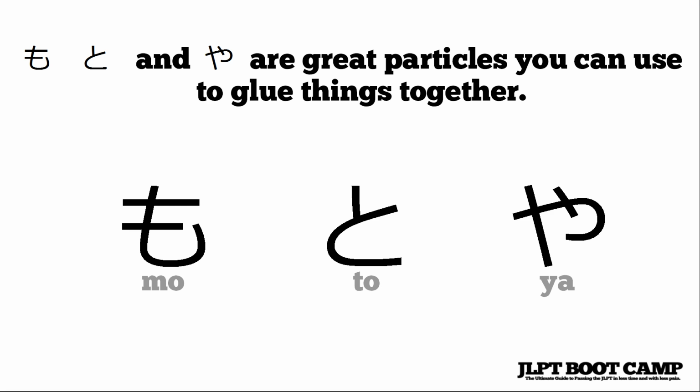This lesson, we're going to go over mo, to, and ya. And these are some great particles you can use to kind of glue things together. I thought I'd cover all of them in one big podcast because some of these are a little similar in use. They all kind of are used to put things together, or to put two sentences together, to add on to another sentence. So let's start with mo.